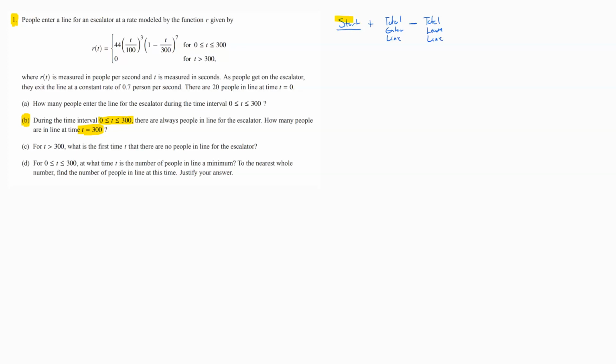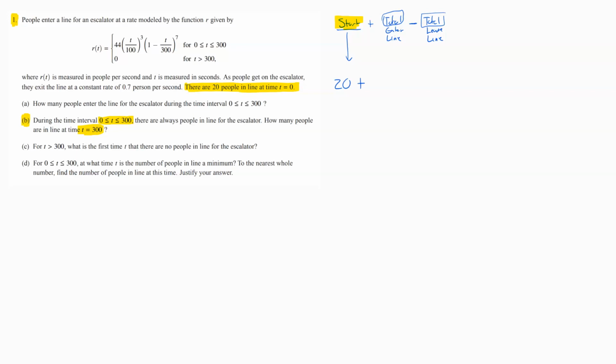So to start off with, how many people are in line? Well, that's where this information in this original statement comes from. There are 20 people in line at the start. So we know at the start of this, there are 20 people in line. Then when we come to find these total amounts here, this is where you're going to need to apply your antiderivatives, your definite integrals.